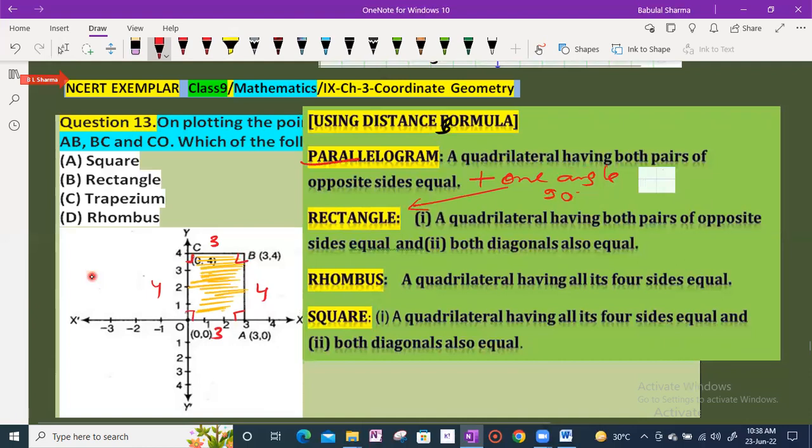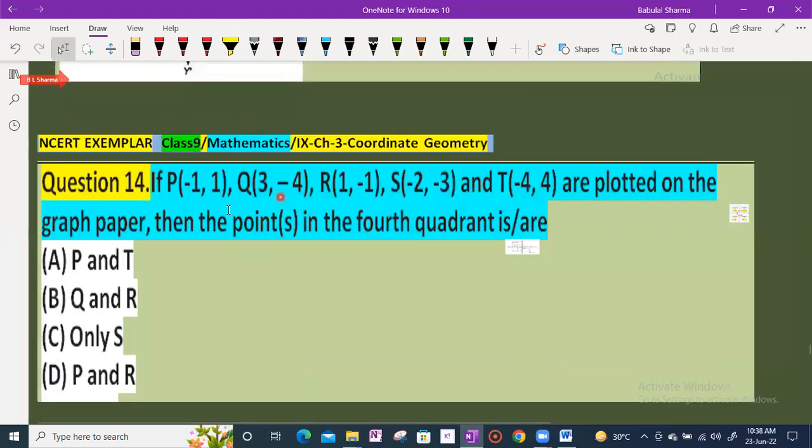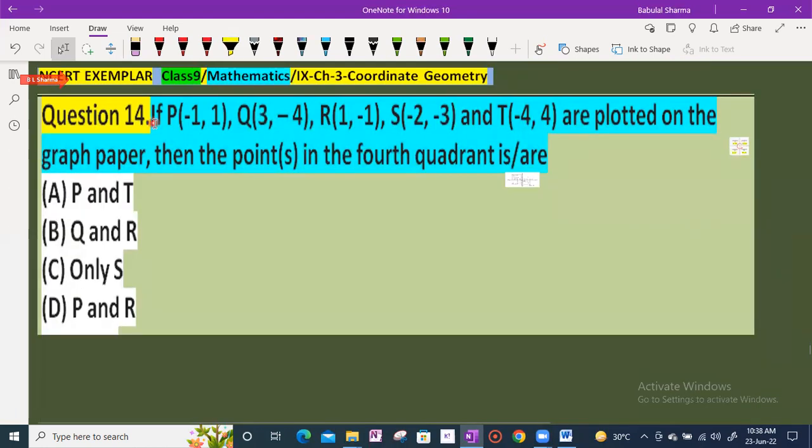That is why this is a rectangle. For a rhombus, all sides should be equal. Rhombus में सारी साइड्स इक्वल होनी चाहिए, यहाँ नहीं है. ये स्क्वायर इसलिए नहीं है कि स्क्वायर में all sides equal होने चाहिए थे, one angle should be 90 degrees, वो भी नहीं है. तो ये रेक्टेंगल इसलिए है क्योंकि इसमें अपोजिट साइड्स इक्वल हैं और all angles are 90 degrees. So B is the correct option. Next question number 14 is on your screen.